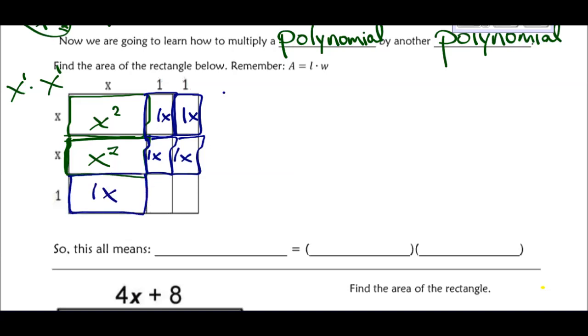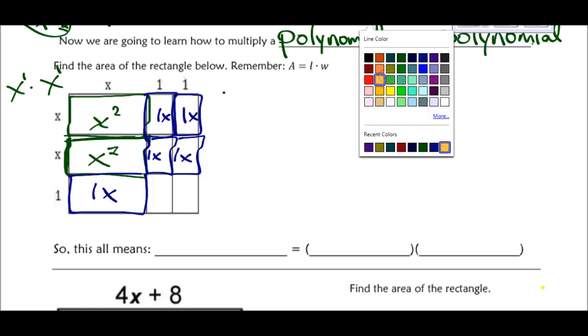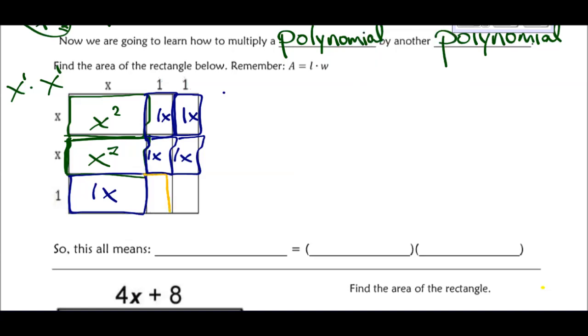What about this one on the bottom? Now that one's also a 1x because this is 1. This is an x. What about these yellow guys at the bottom? Each one is 1. That's a 1. That's a 1. 1 times 1. That's 1. So the area of that entire thing is just adding all of those together. Okay?